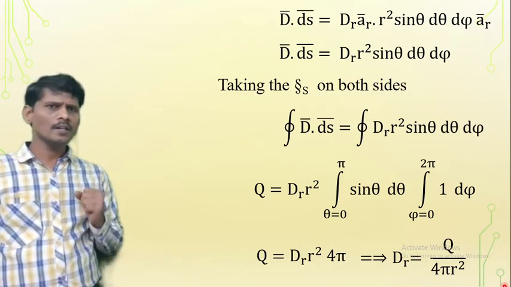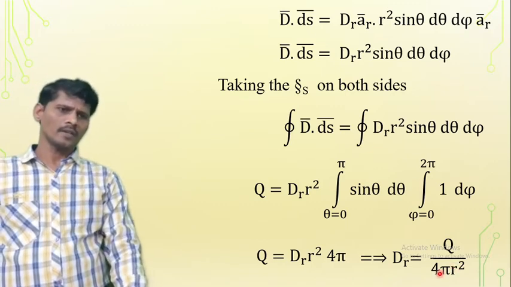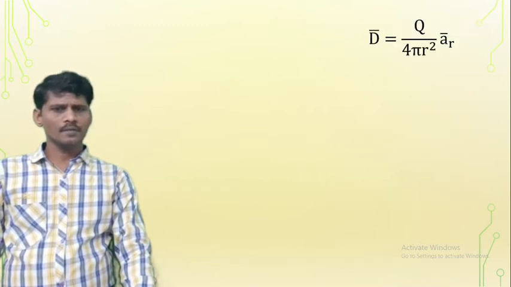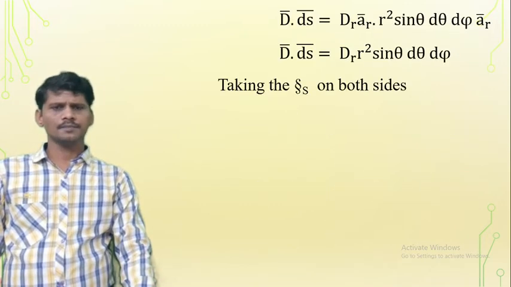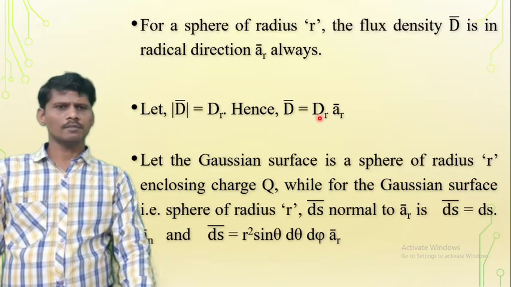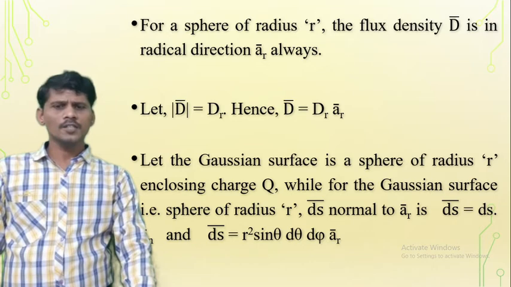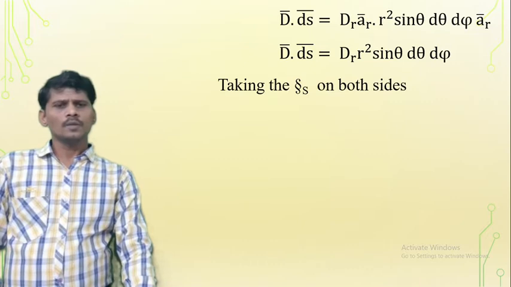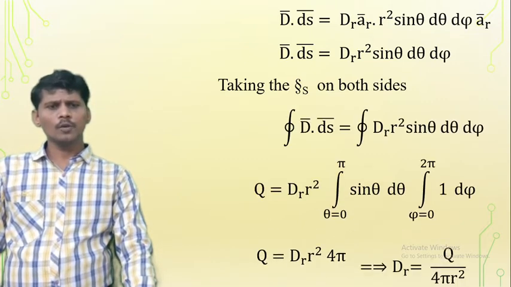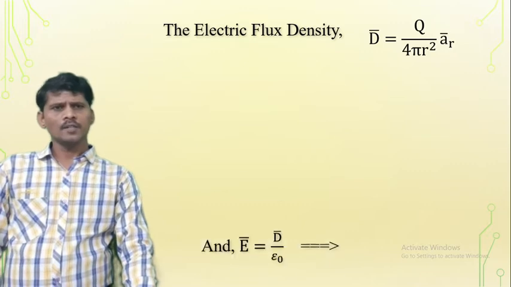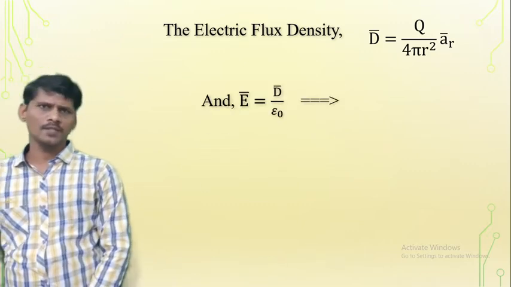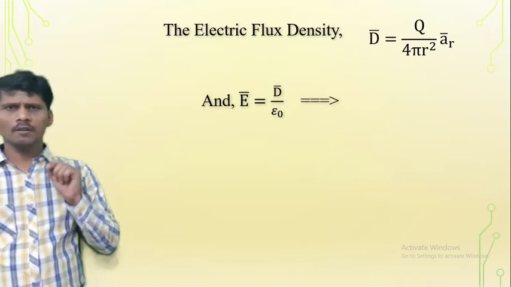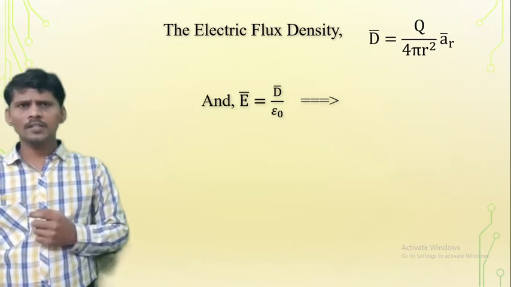Now here, what is the D_r value? Q by 4 pi r square. Substituting this D_r value into this equation, we get the electric flux density D bar is equal to Q by 4 pi r square into a_r bar. So this is the equation of the electric flux density at point P due to the point charge Q located at the origin. Next, calculate the electric field intensity.